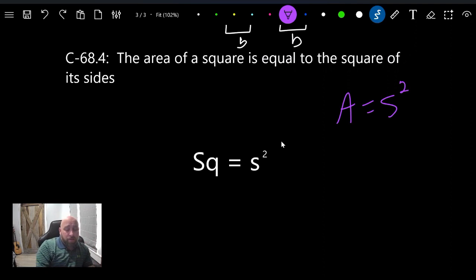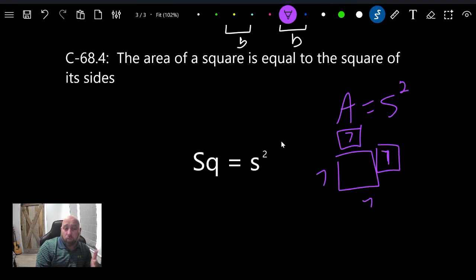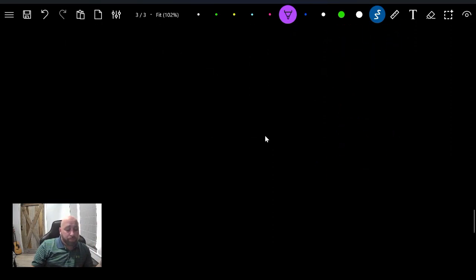You should know how to do that, but obviously if you have a square that's 7 on all sides, you could say 7 times 7, length times width, base times height. You could do that, but it's the same as saying 7 squared because they all are 7s, so it doesn't matter which one you use. Might be just a little bit faster. Either way, it's the same thing. All right, so that's corollary 68.4.